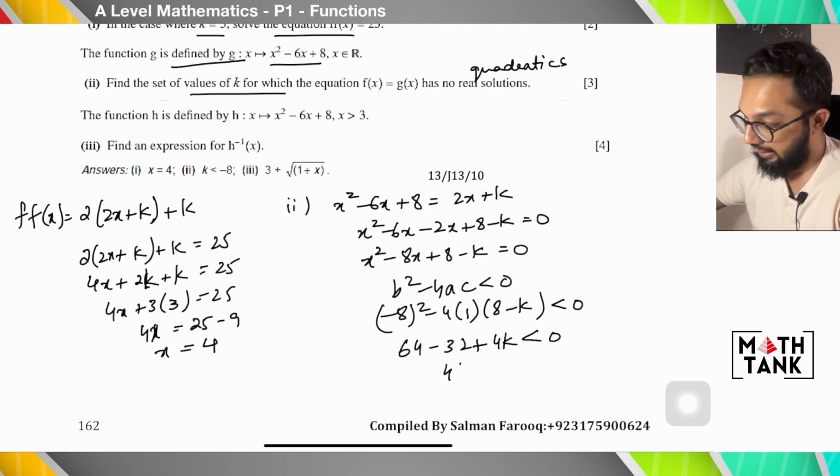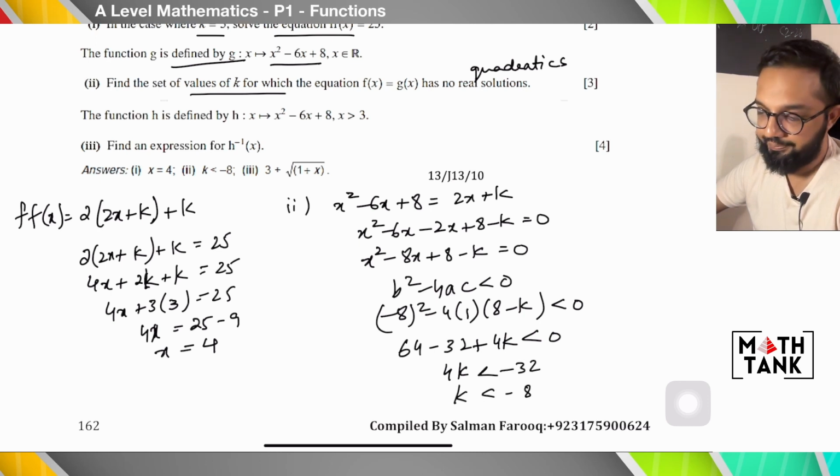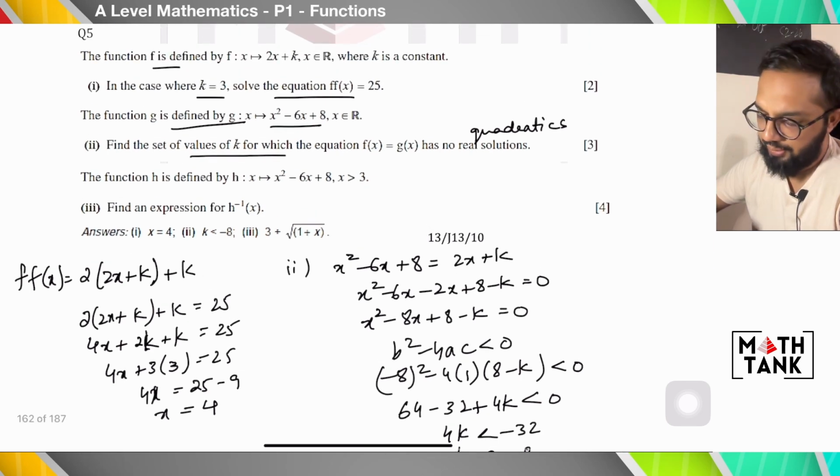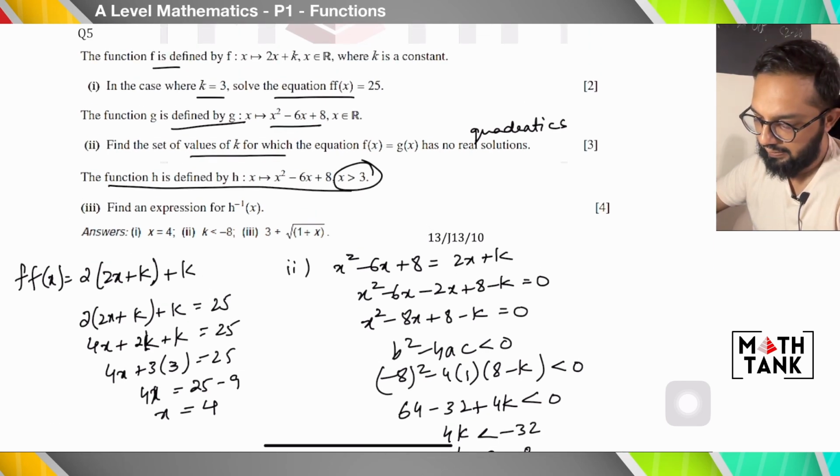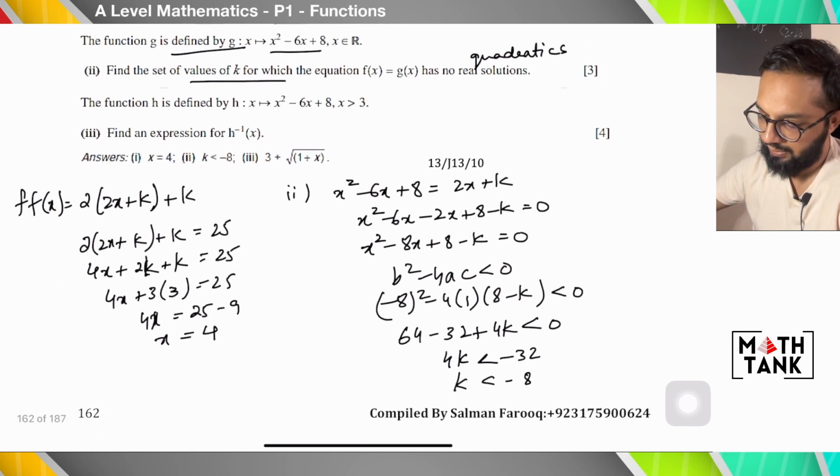Okay, so 4k is less than minus 32 and k is less than minus 8. I think that's simple. The function h is defined for x is greater than 3. Find an expression for f inverse h inverse of x.